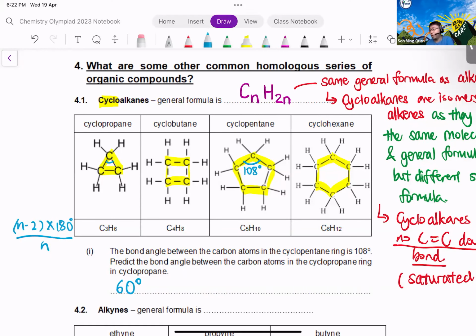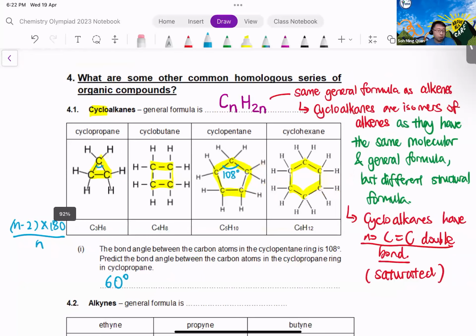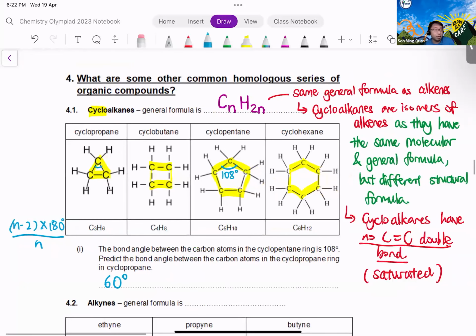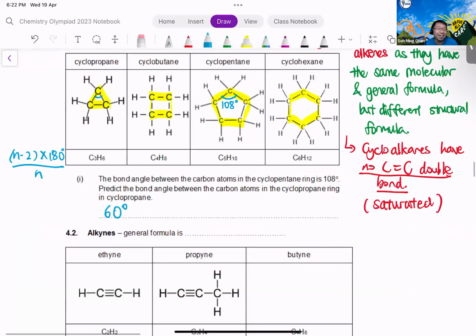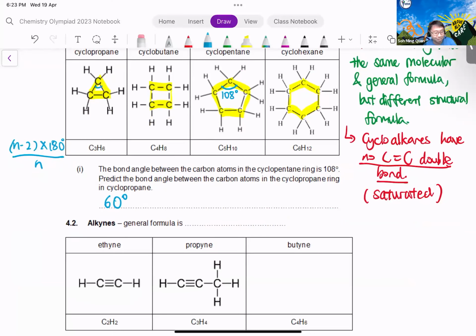Now moving on, we have alkynes. Alkynes is the next homologous series. So we have alkanes, alkenes, alkynes. For alkynes, I've given you the formula over there. C2H2, C3H4, C4H6. I hope quick mathematics tells you it's CnH... Clearly it's not CnHn, right?